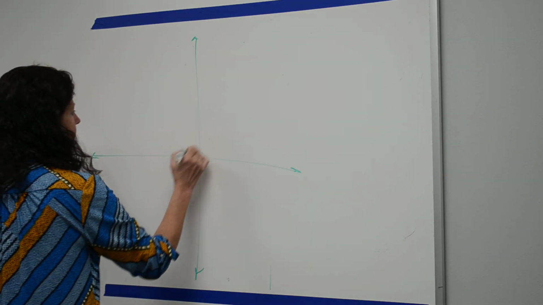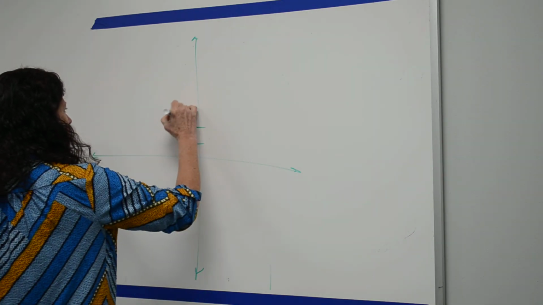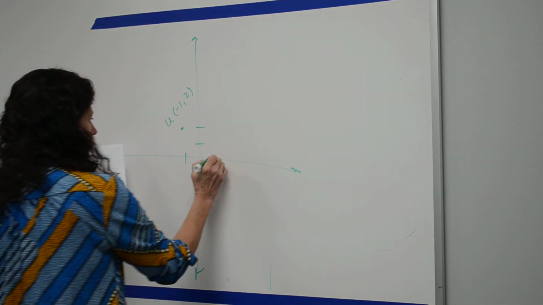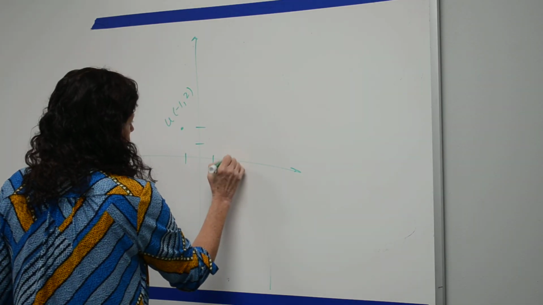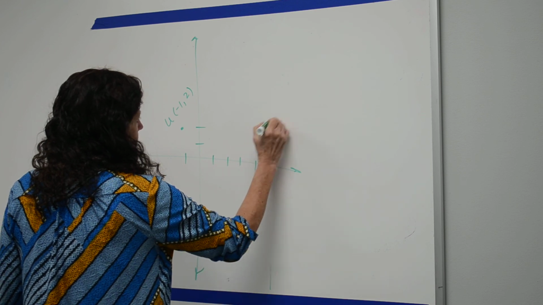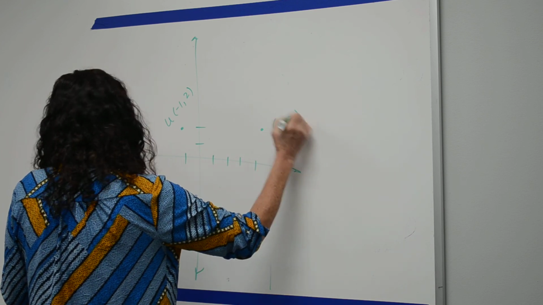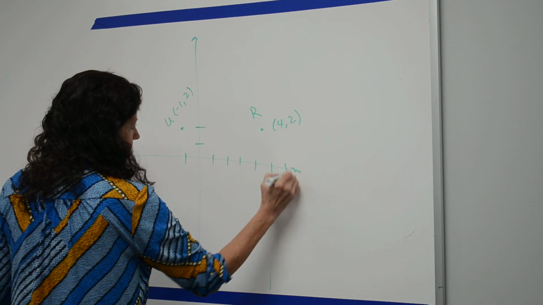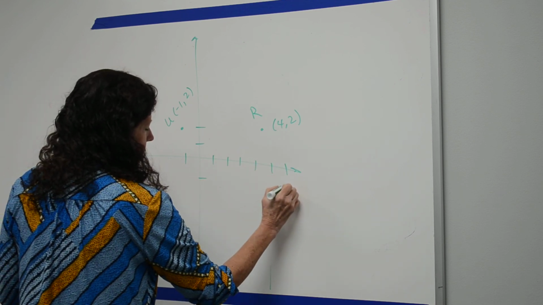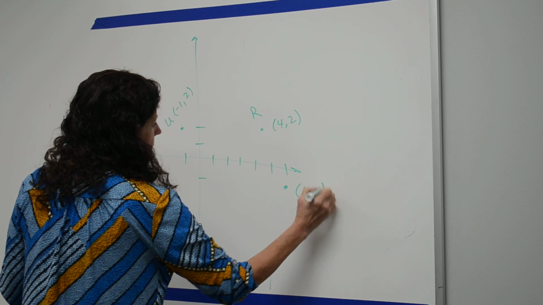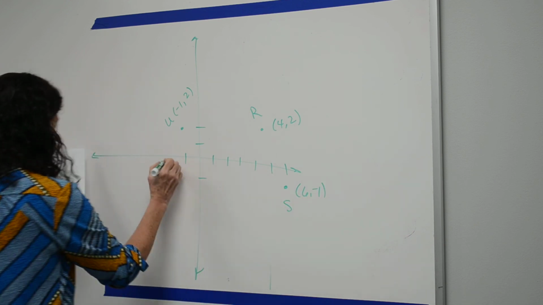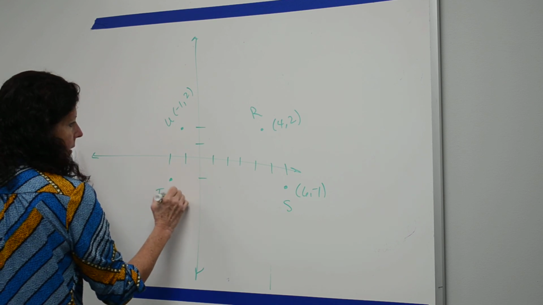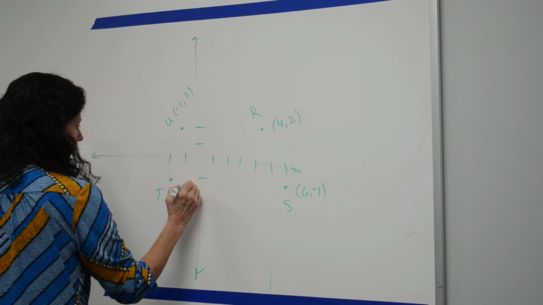U is -1, +2. R is 4, 2. S is 6, -1. And T is -2, -1. Now again, these are ones that you can count.